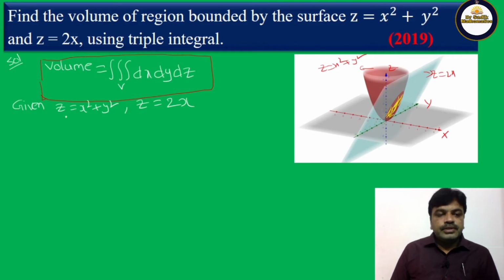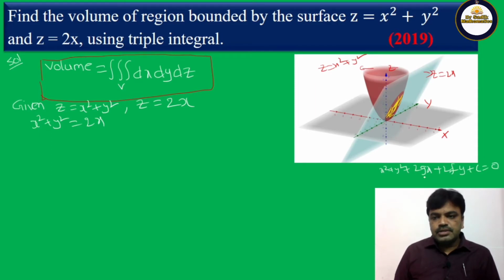So here z equals x square plus y square and z equals 2x. On the left hand side we have z. So for our convenience, in the xy plane, x square plus y square represents a circle. What is the circle equation? The general circle equation is x square plus y square plus 2gx plus 2fy plus c equals 0. The center is (minus g, minus f). The radius formula is r equals square root of g square plus f square minus c. Okay, this is the formula.